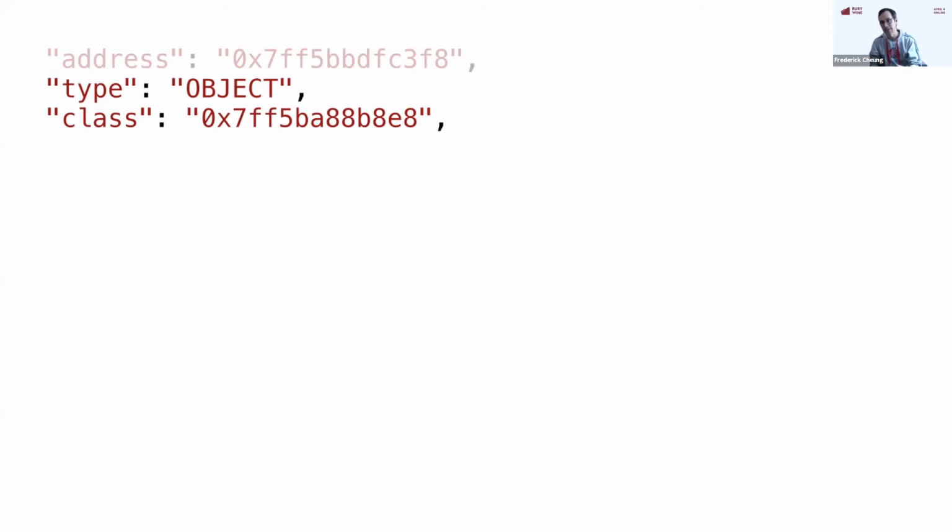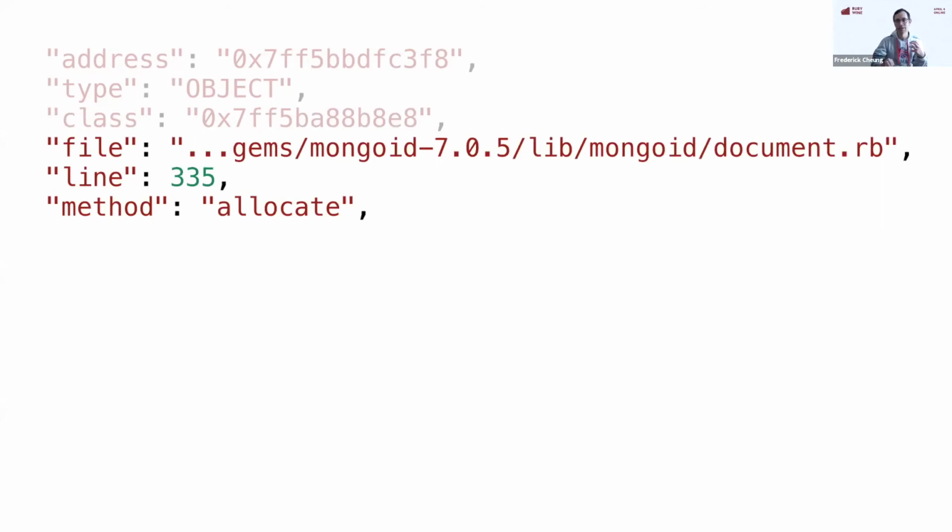You do get this class. This is the memory address of the class for this object. So if you're interested enough, you can grep through your heap dump to find that class object. A lot of the time you don't need to, because you can see this information, which is where that memory was allocated from. In this case, it got allocated by the Mongoid gem on line 335 of document.rb. So I know it's one of my Mongoid objects.